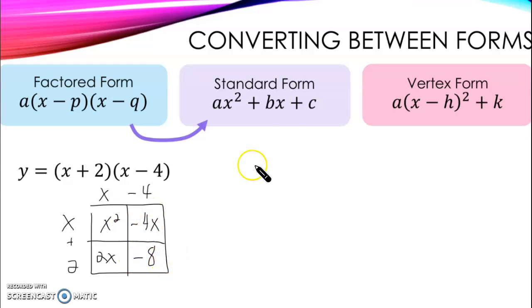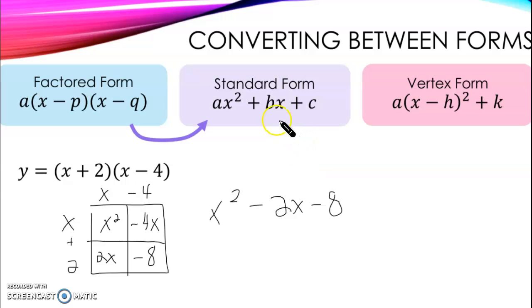Then we want to write that out in standard form. So we have our x squared value. Negative 4x plus 2x is negative 2x minus 8. And if you recall, this is actually the same equation that we used in the graph earlier. So this is the standard form equation that we had earlier in the graph.